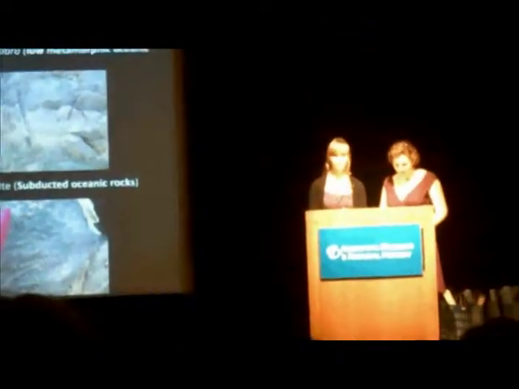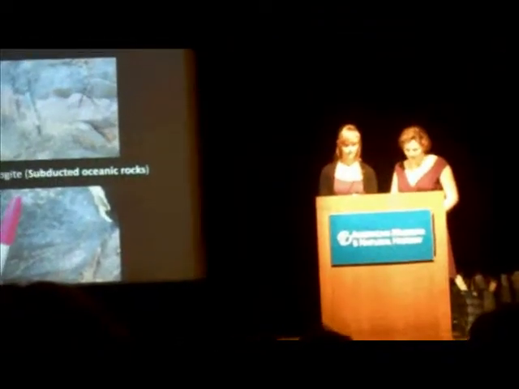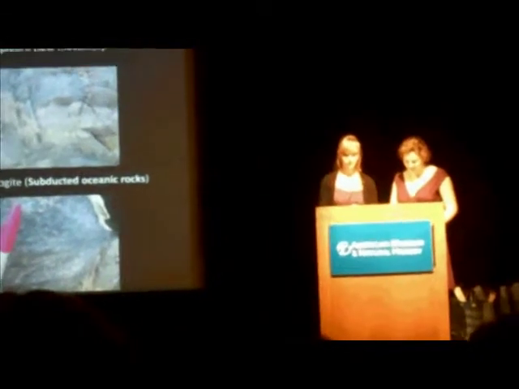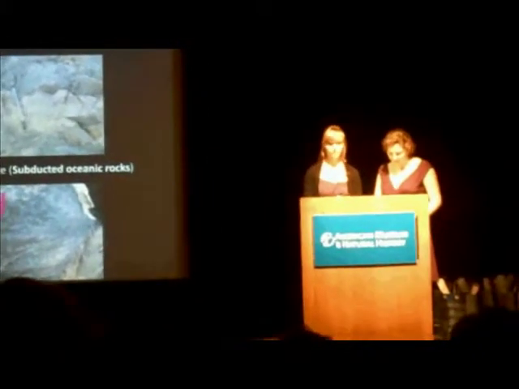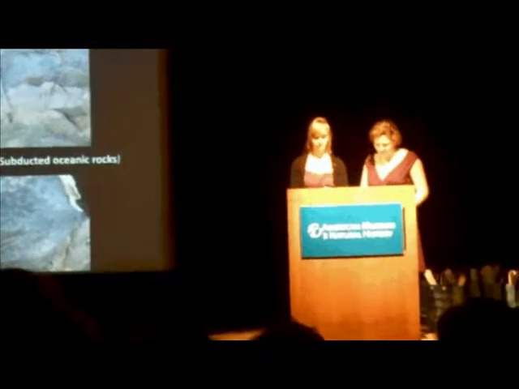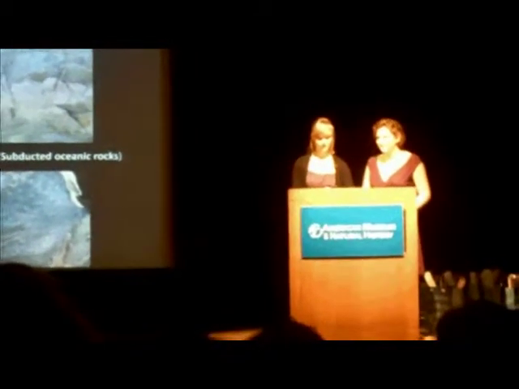These three belts contain low temperature, low pressure rocks, including metabasalts and microgabbro, which are low metamorphic oceanic rocks, as well as high pressure, low temperature rocks, including amphibolite and eclogite, which are subducted oceanic rocks.